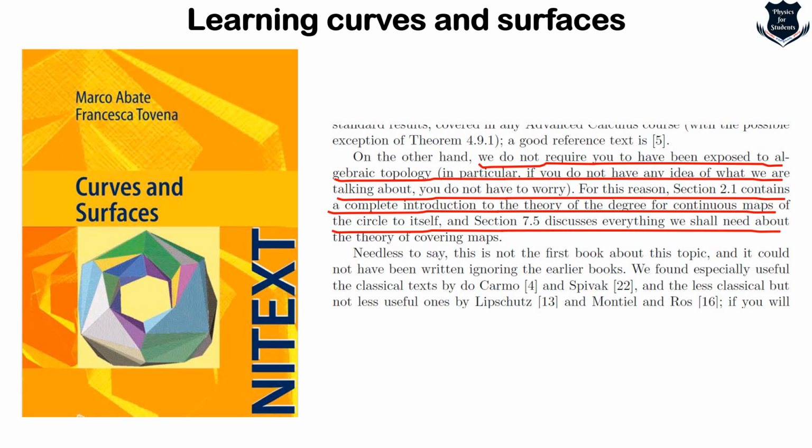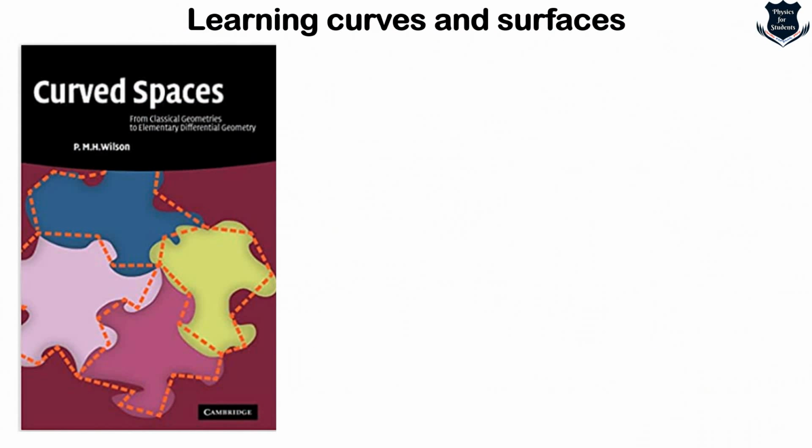Now, what happens in various books which I have read in differential geometry, they do assume that you know topology, general topology, point set topology, but that again will take you some time to learn topology and come back. So I would always request you to select a book which assumes that there is no understanding of topology. So here you see the author has clearly written that section 2.1 contains a complete introduction to the theory of the degree of continuous maps and circles itself. That means there is no requirement to know algebraic topology. So I am not going to discuss much about this book, which you can very easily learn.